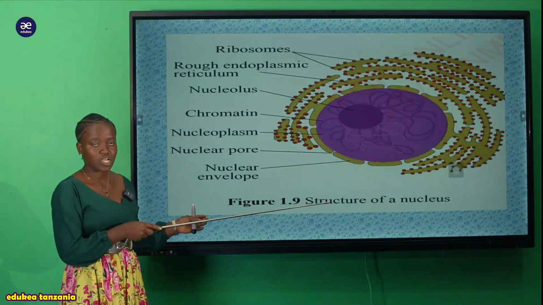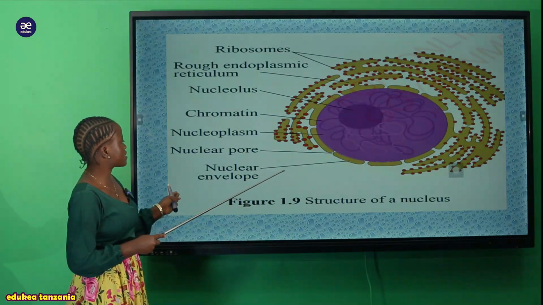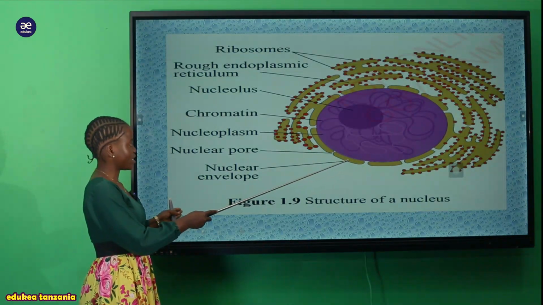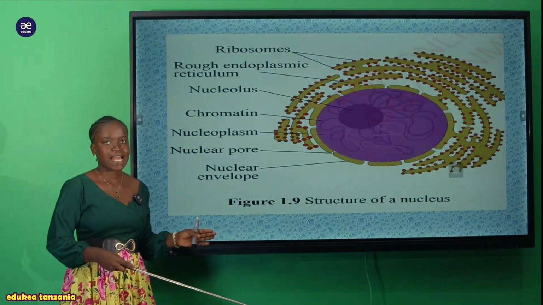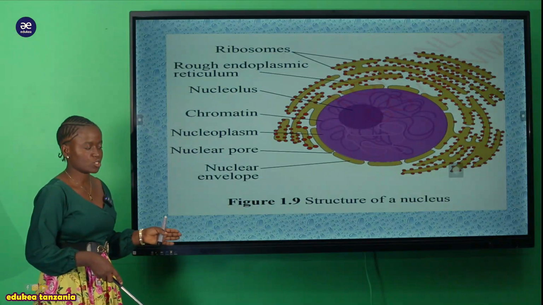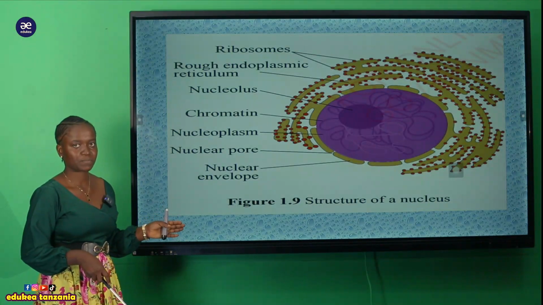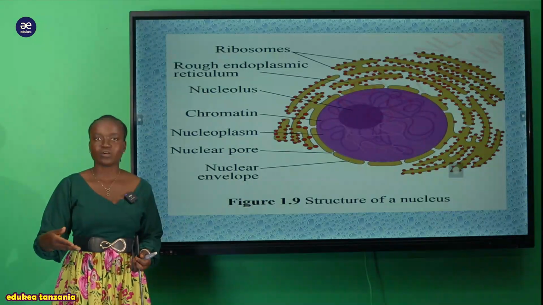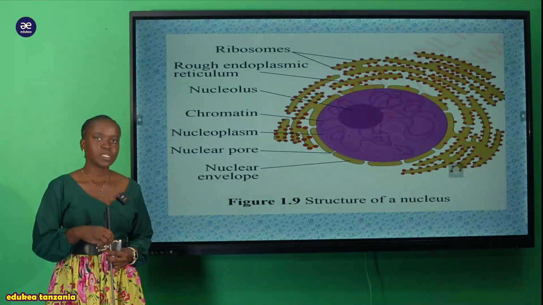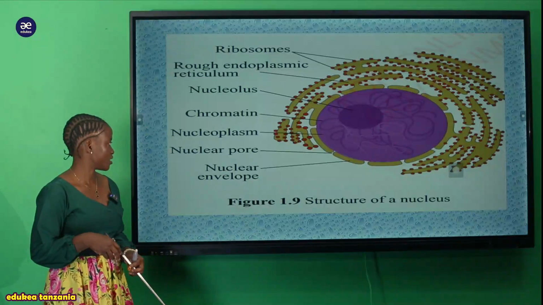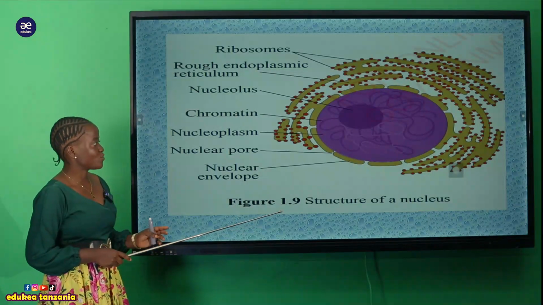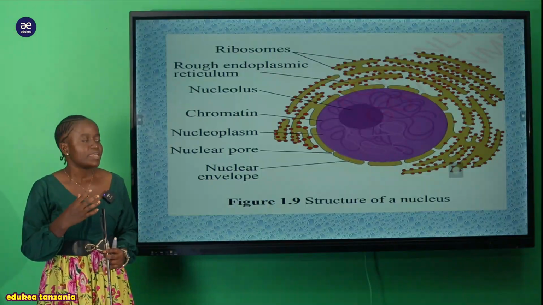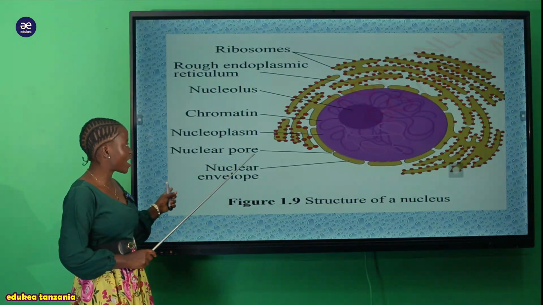On the outer structure of the nucleus, now you can see we have this nuclear envelope. This outer structure is called the nuclear envelope. And we have seen the function of this nuclear envelope. That is, it allows some material to enter and some material to exit the nucleus.